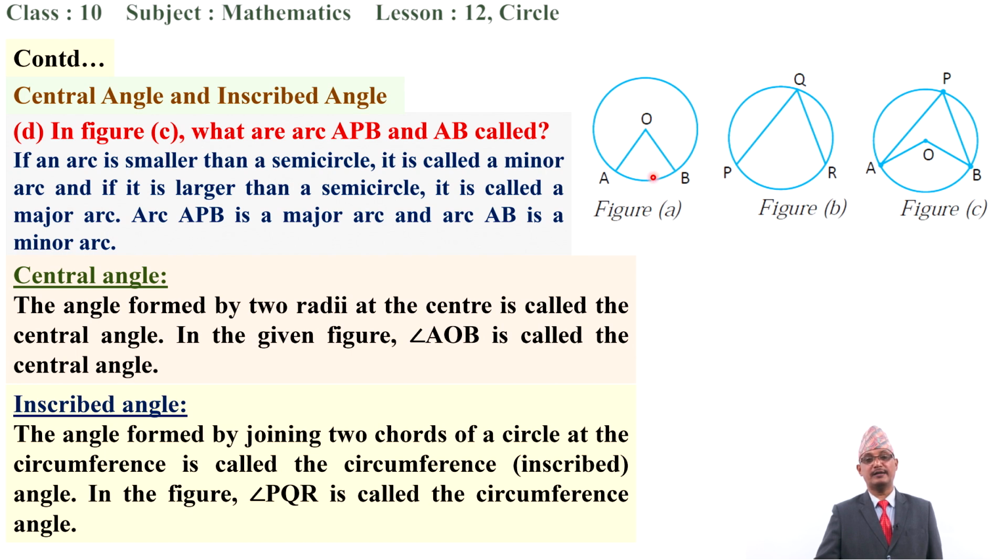So what is the difference? Central angle is made by two radii at the center, whereas inscribed angle is made by two chords at the circumference.